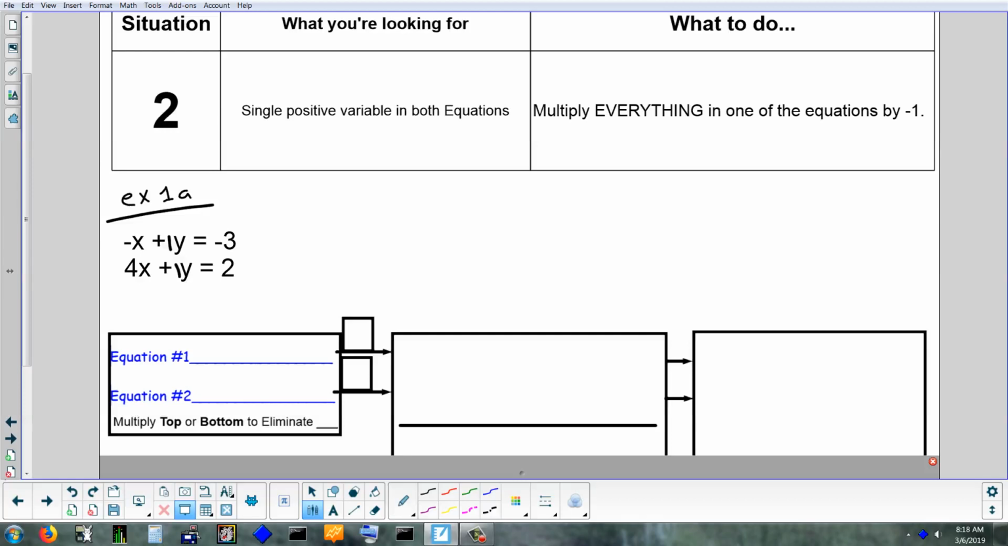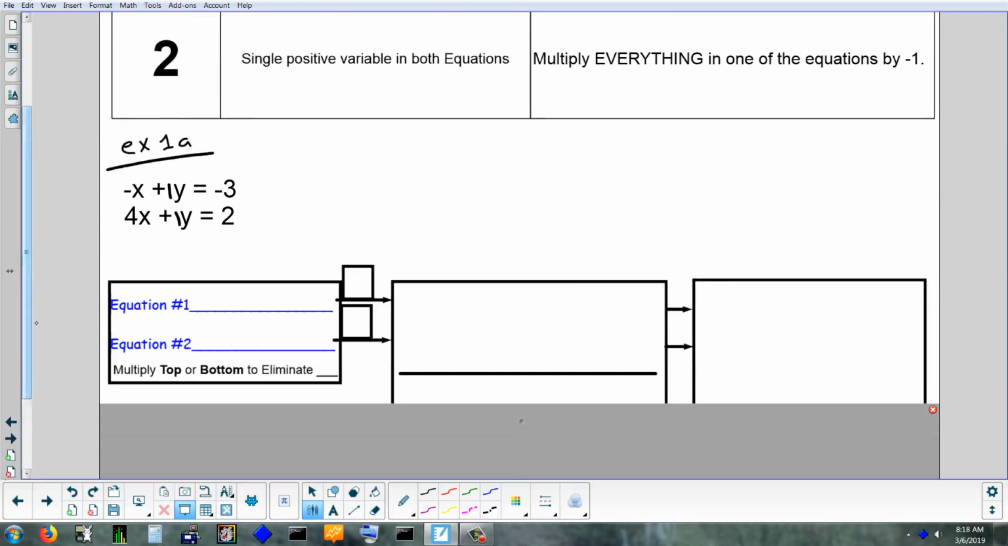Are these equations set up that way? You got the x, you got the y, you got the number on the other side. Yes, they are. So we can copy them down right now. There's no rearranging we have to do. Do all your rearranging outside the template first, then once you have everything rearranged, then you bring it inside the box. There's my first one.